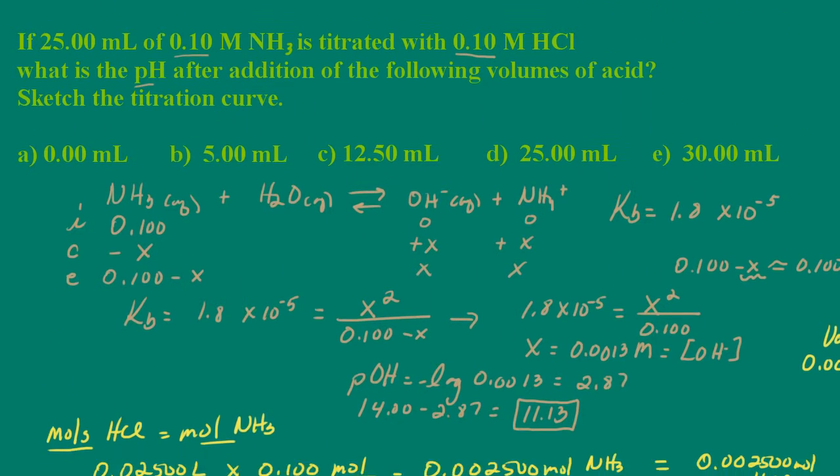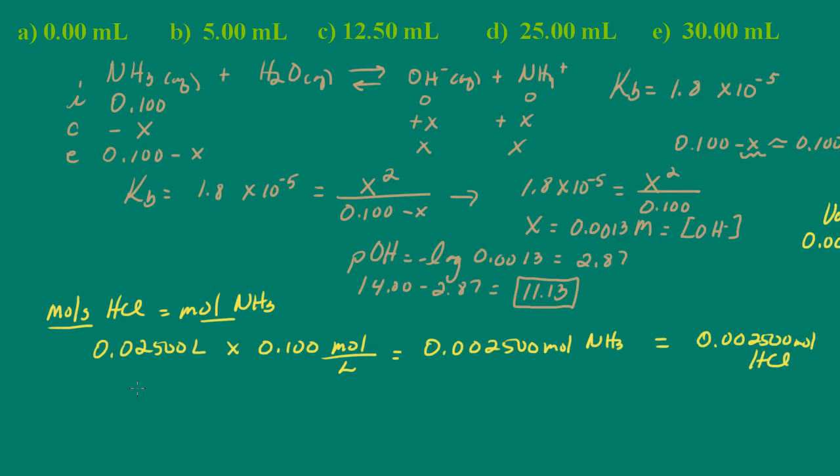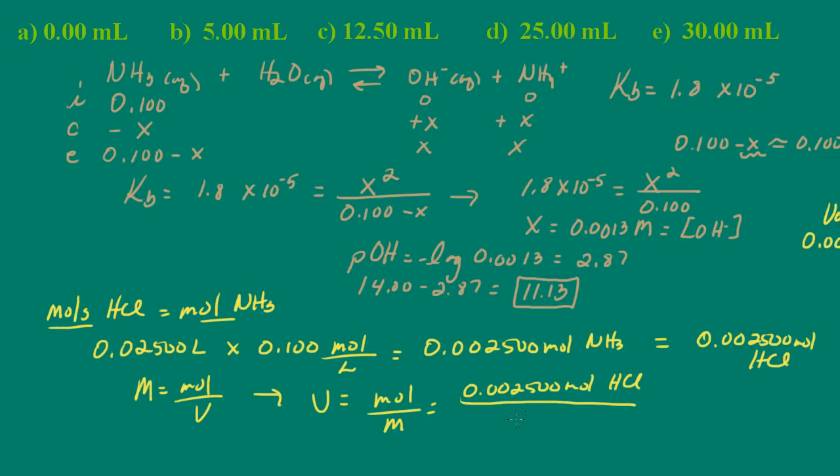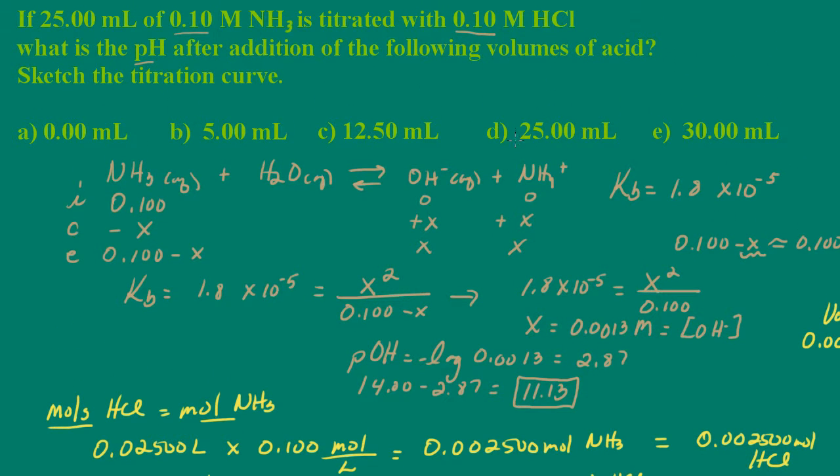Now all we need to do is find the volume from that. We have the number of moles and we have the concentration. Molarity is equal to moles over volume, so volume is equal to moles over molarity. We have 0.0025 moles of HCl, divided by the molarity, 0.1 moles per liter. So the volume is going to be 0.025 liters, or 25 milliliters. The equivalence point volume is here in part D, and that's 25 milliliters.